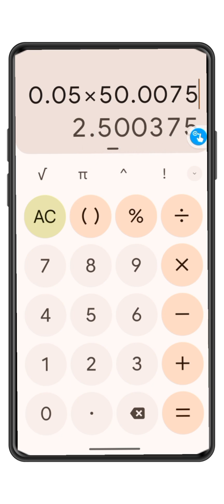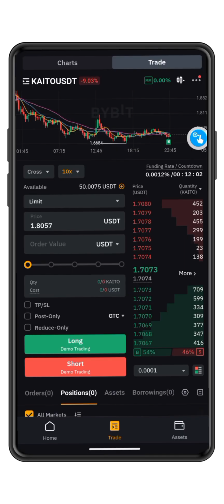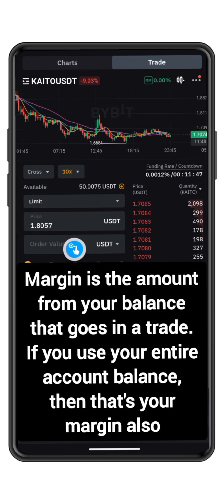So that gives me 2.5. So to use 5% of $50 means that I am using 2.5. So 2.5 is my margin. Again, 2.5 is my margin. What is margin? Margin is the amount of money from your available balance that you want to enter a trade with. All right, that's your margin.